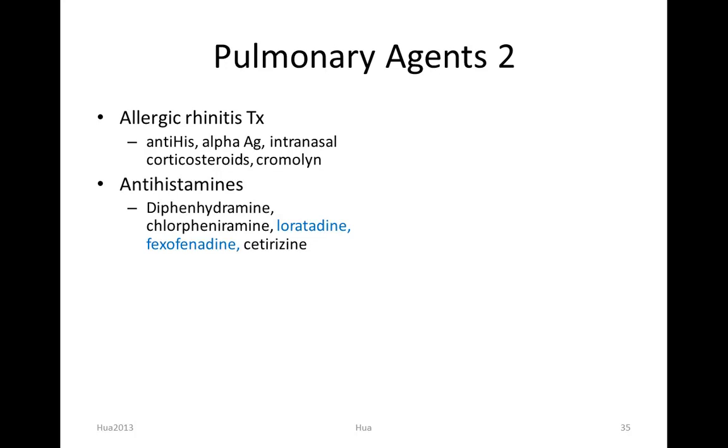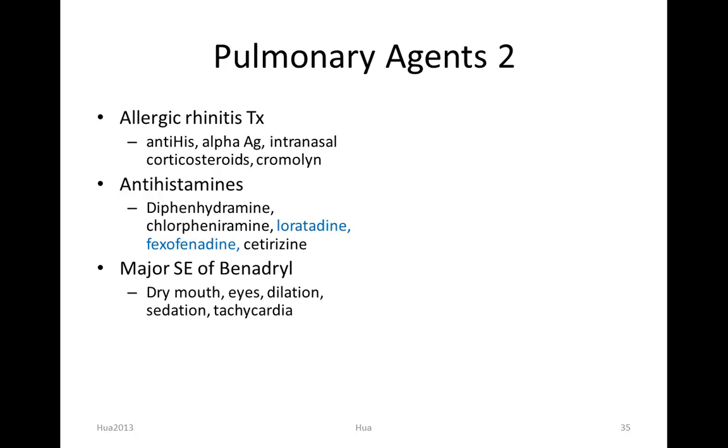Cromolyn, this is a mast cell stabilizer. So antihistamine, as you can see, you have Benadryl and loratadine, that's Claritin, fexofenadine, that's Allegra, and then you have the Zyrtec. Major side effect: Benadryl, dry mouth, eye dilation, sedation, tachycardia. So in a sense, they are blocking the cholinergic system, so they cross-react to be an anticholinergic.